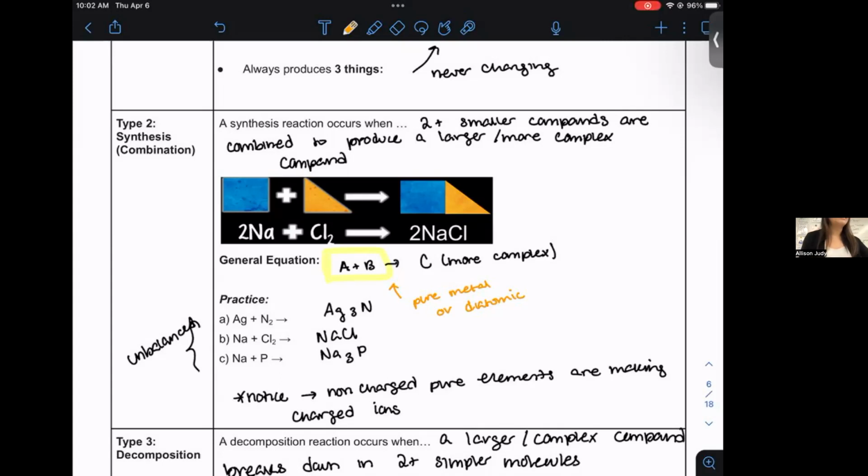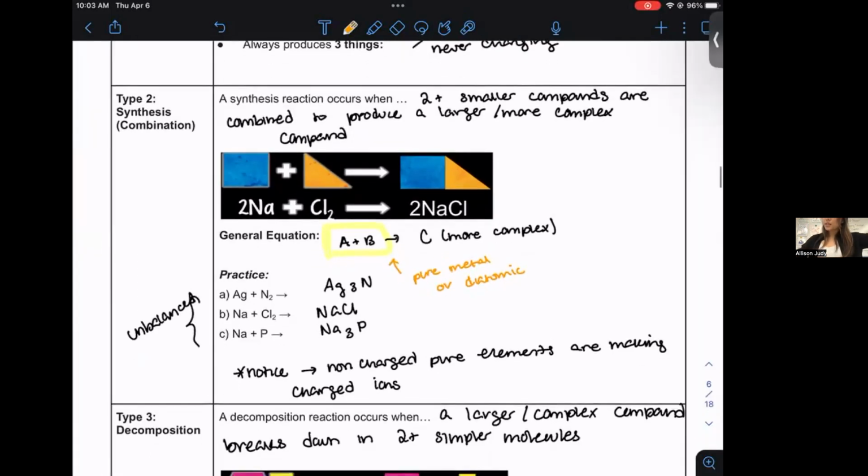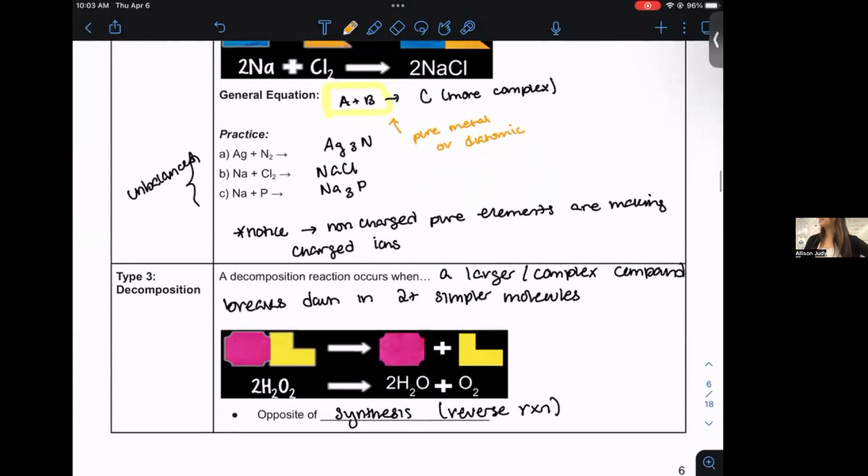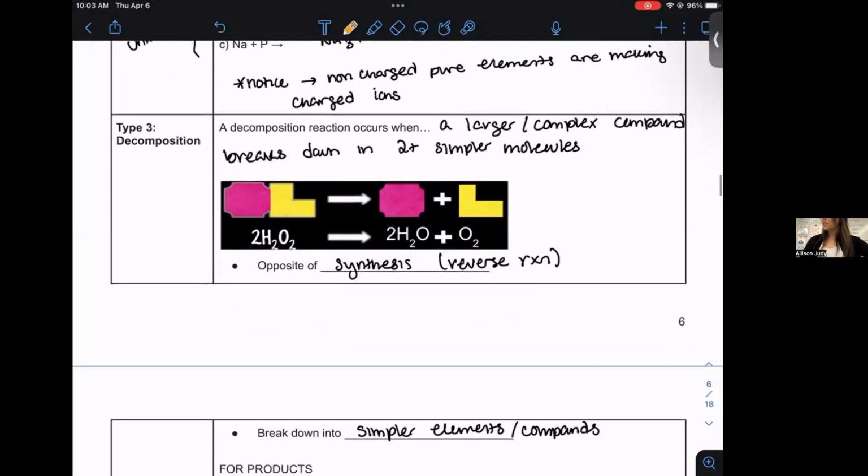Okay, so that's a really good indicator for you on the quiz Monday. If you see a plain metal or a plain non-metal or a diatomic, you're probably going to build something more complex, because you can't break down a diatomic. It won't break down into two lonely H's. A metal won't break down further than it is, just the metal. So that automatically cancels out the next reaction type, known as decomposition, which is the exact opposite of synthesis.